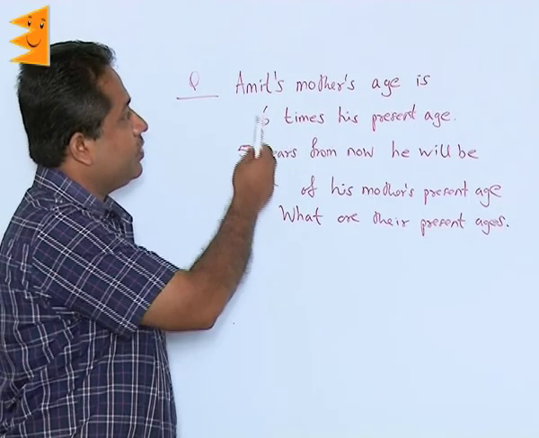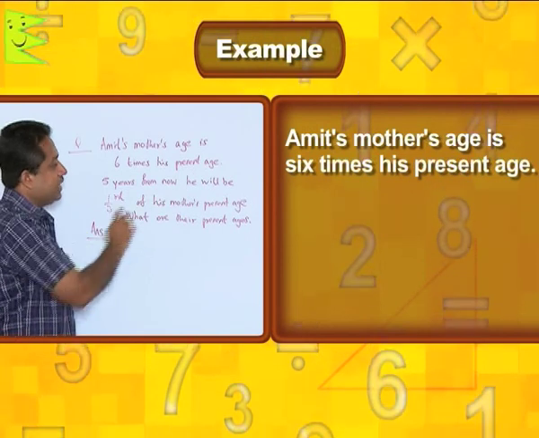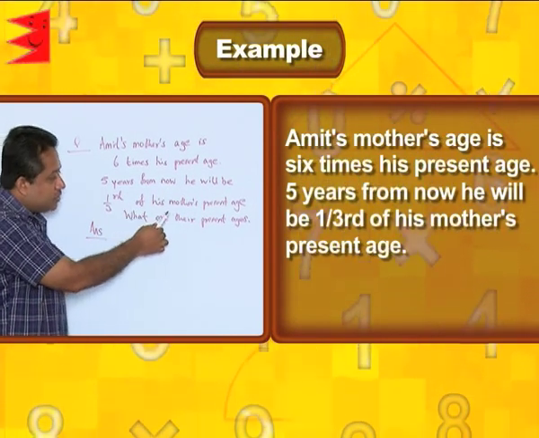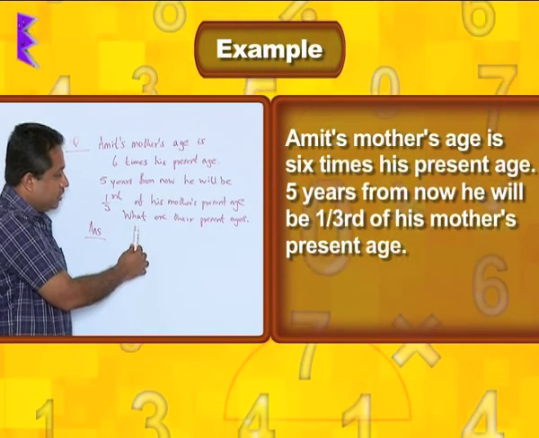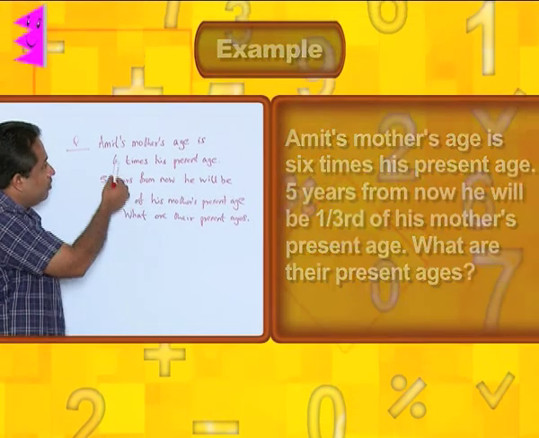Let us look at the next question. Amit's mother's age is 6 times his present age. 5 years from now, he will be 1/3 of his mother's present age. The question is, what are their present ages? Now, look at the first line.